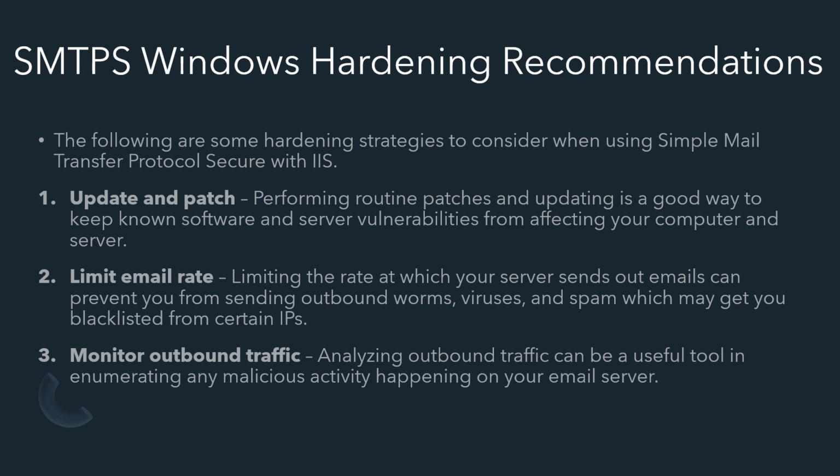Next is to limit email rate. Limiting the rate at which your server sends out emails can prevent you from sending potentially harmful traffic such as outbound worms, viruses, and spam, which can potentially get you blacklisted from certain IPs. Lastly is to monitor outbound traffic. Analyzing outbound traffic can be a useful tool in enumerating any malicious activity happening on your email server, such as phishing attacks, whaling attacks, or spear phishing attacks.